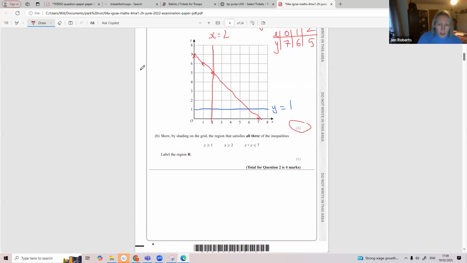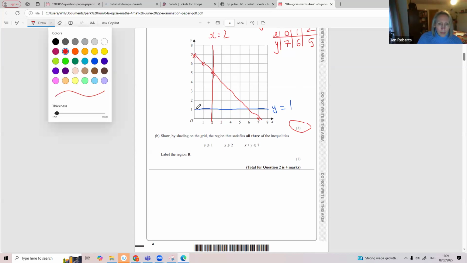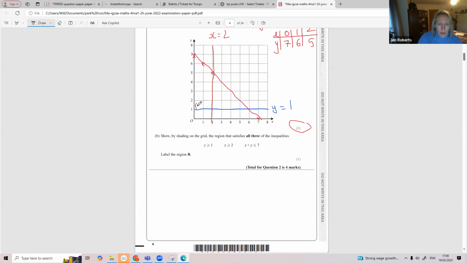Show by shading on the grid the region that satisfies all 3 inequalities. So it's got to be bigger than or equal to 1. I'm just going to point some arrows to show the area that's bigger than or equal to 1. X is going to be bigger than or equal to 2. So this side of your graph, all the x values are bigger than or equal to 2.